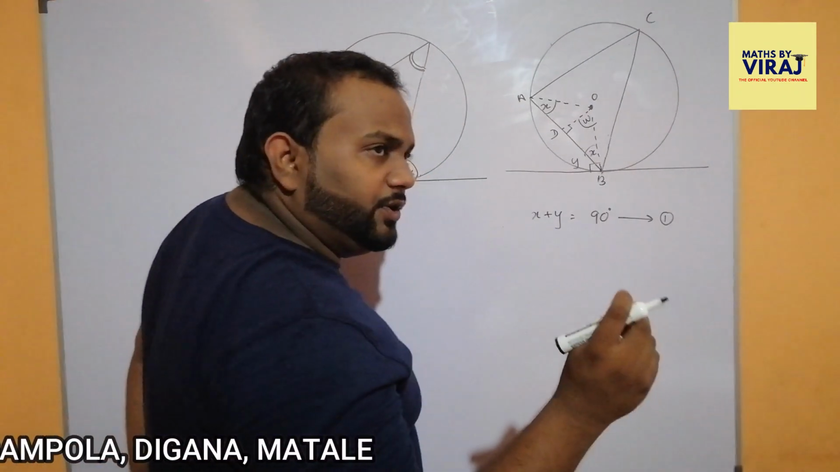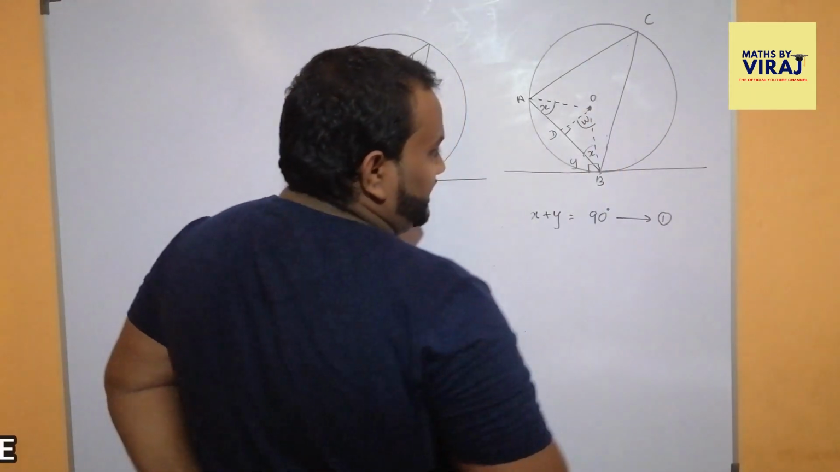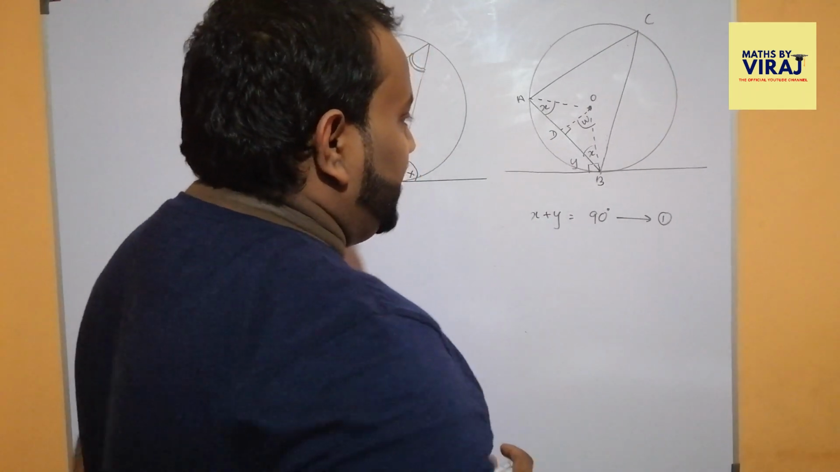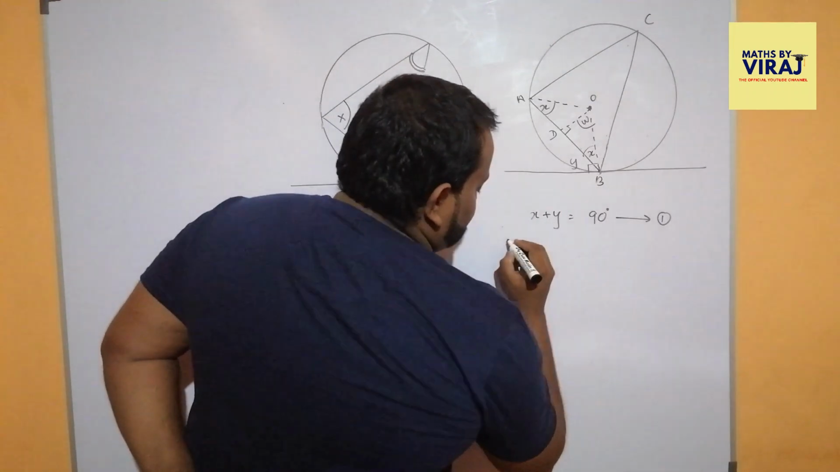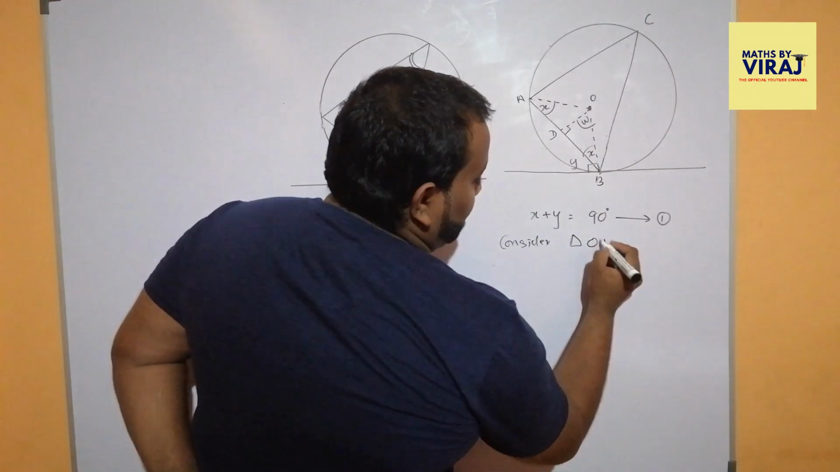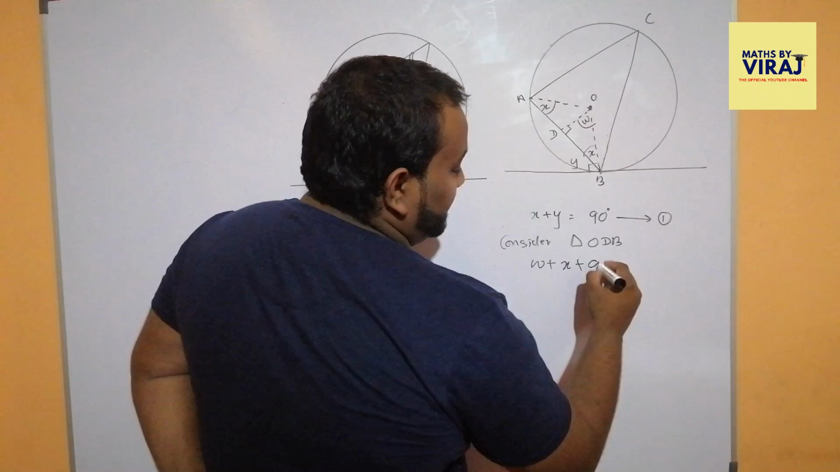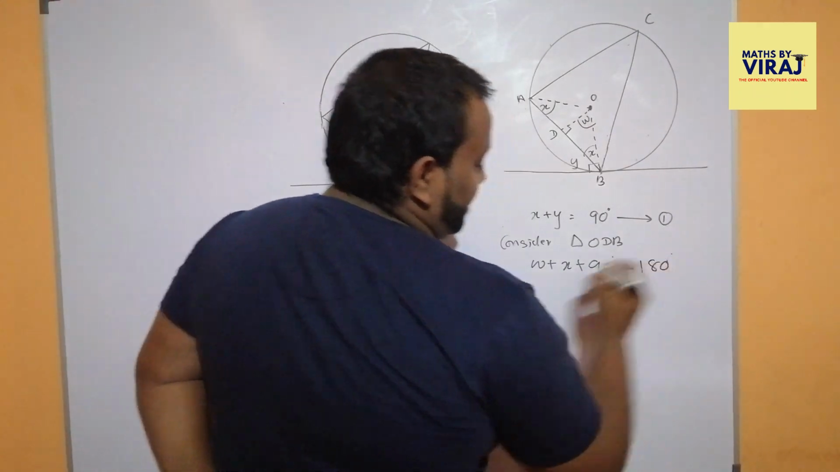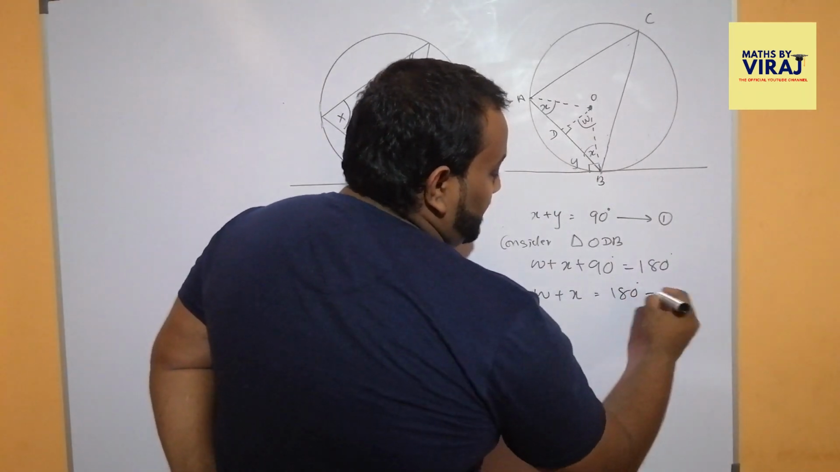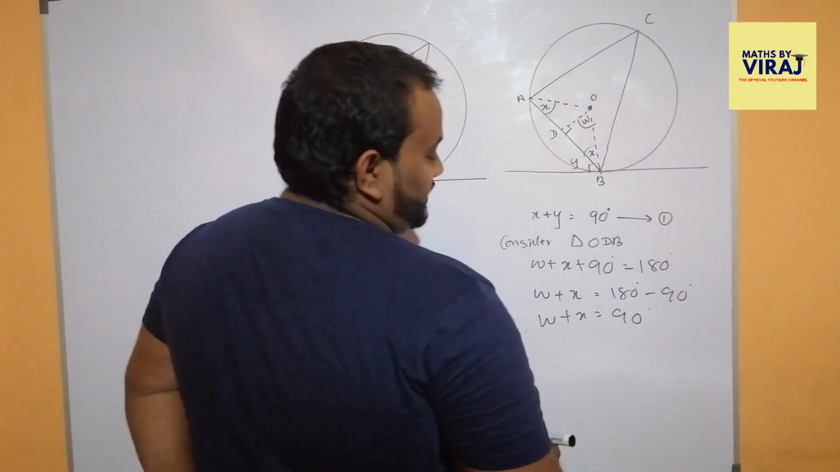Now, what is it that we know? We know that angles in a triangle add up to 180. Consider triangle ODB, I can say that W plus X plus 90 equals 180. That is W plus X equals 180 minus 90. W plus X equals 90.